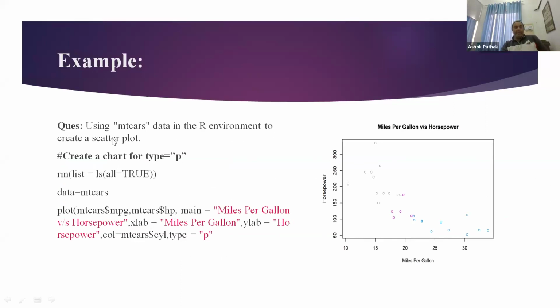So using the mtcars data in the environment, this is already in R as real data. Just put the data equal to the mtcars data set, and it will give you the basic information about the data.